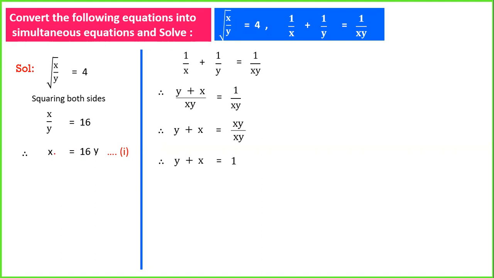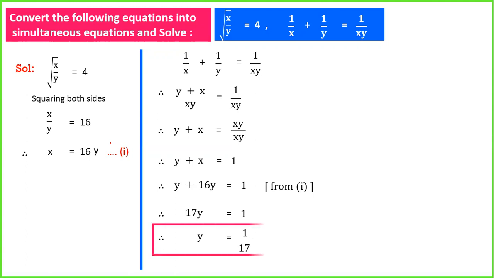So wherever we have x, we will write 16y. So y as it is, in the place of x, we will write 16y is equal to 1. Let us add them up. y plus 16y is actually 1y plus 16y, that becomes 17y. Make sure that you write from 1. That is 17y is equal to 1. So y is equal to 17 shifts to the right hand side. It becomes 1 upon 17. Since it's multiplication there, it becomes division here. So we got the value of y.